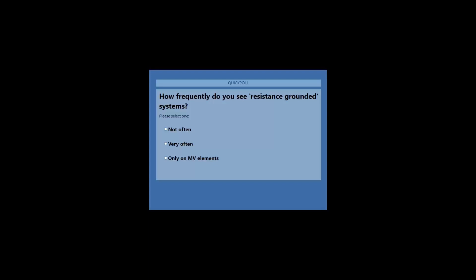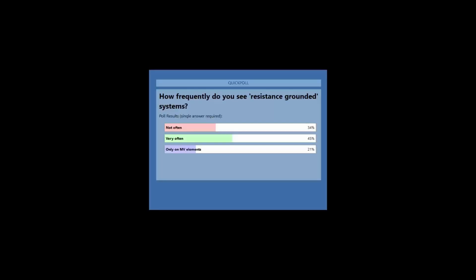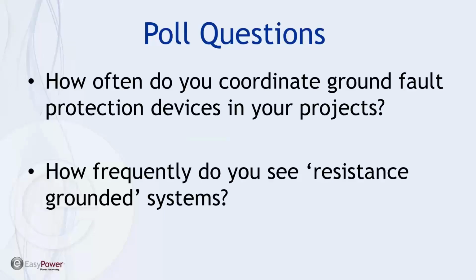We have about 2/3 of a quorum. Let's leave this open for another 10 seconds. Here's how folks have weighed in on this. Roughly half of the applications encounter resistance grounded systems often. Good to know. Again, thank you for attending and thank you for sharing your experience.